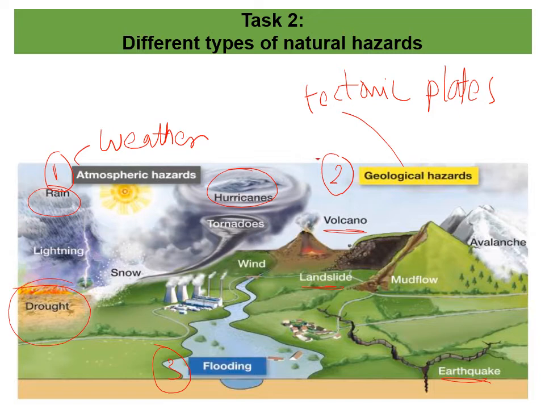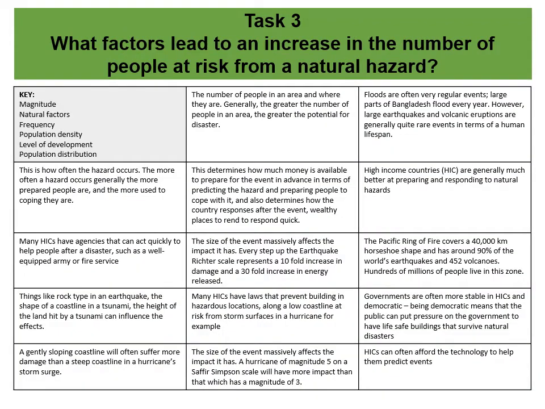Okay, so now we're going to move on to look at task 3. So what factors lead to an increase in the number of people at risk from a natural hazard? Now, it's very obvious that whenever you learn about a hazard, not everywhere experiences the same impact. So for example, an area that has a significant amount of money will maybe feel less of the impact than an area that has less money and therefore is less developed.